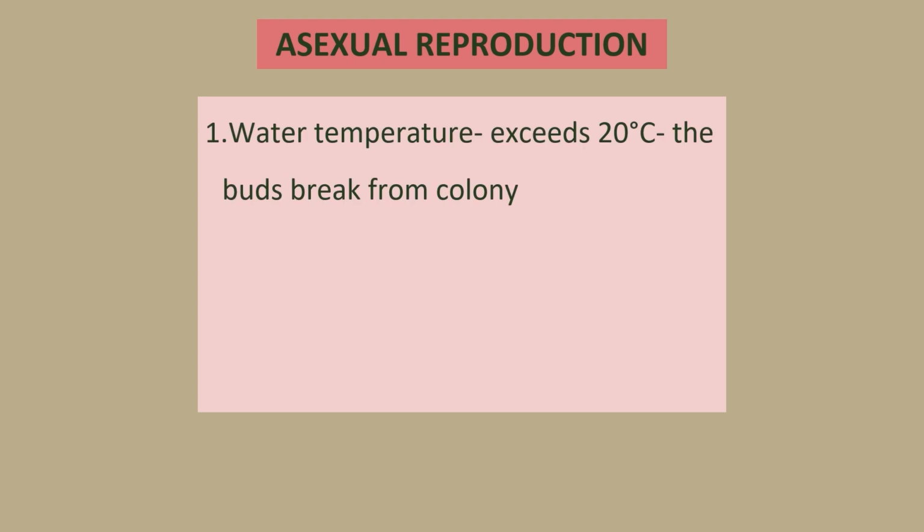Asexual reproduction. When the water temperature exceeds 20 degrees Celsius, the buds from the colony break off and form a new colony. These buds settle down into the substratum, where the stolon develops, forming a new colony of Obelia, which is asexually produced.